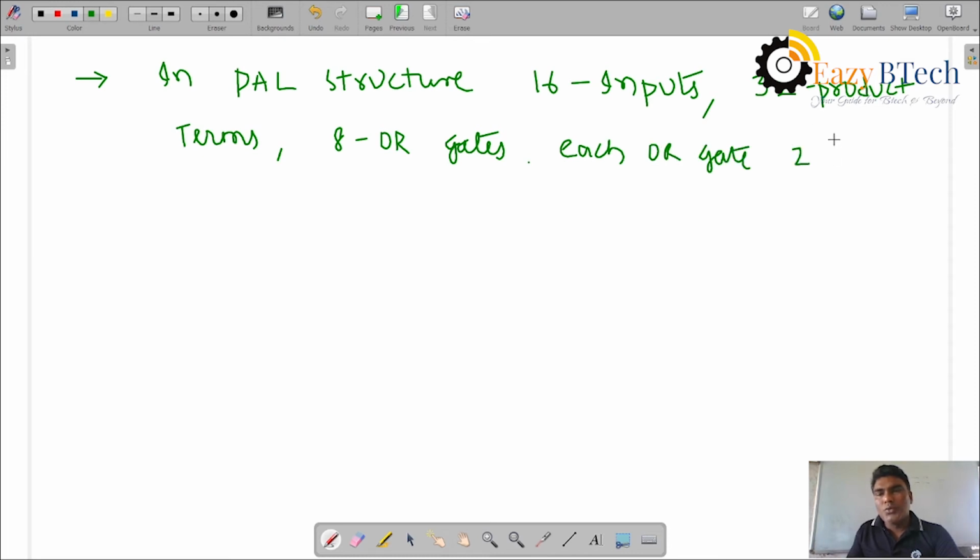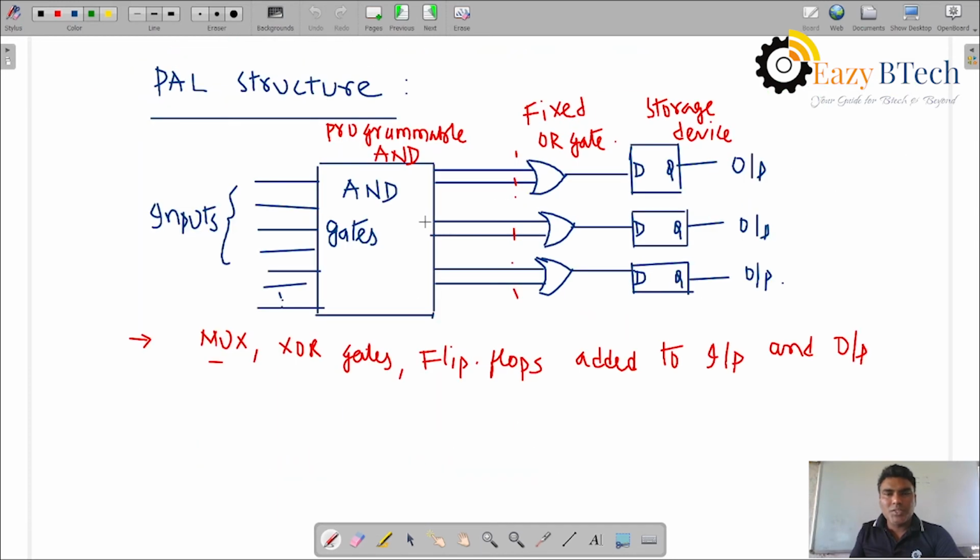We can take 2 to 50 inputs, let us take 2 to 50 inputs for the external OR gates. We can also use multiplexers, XOR gates, and flip-flops in the design. Only the AND gate is programmable, the remaining are externally connected. This is about the PAL structure.